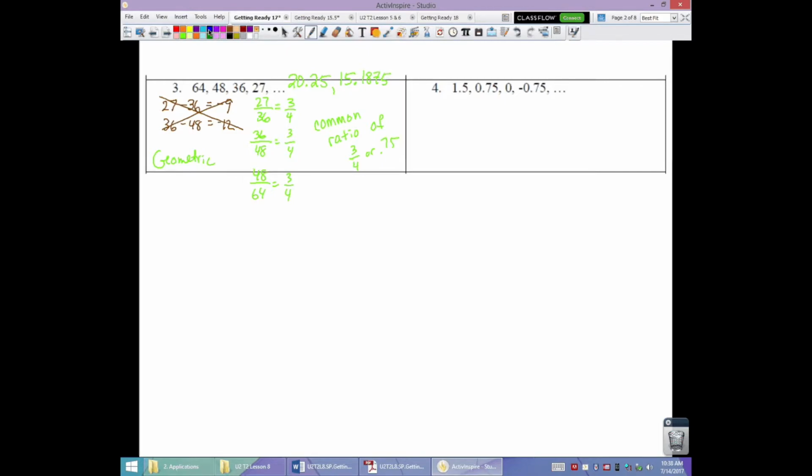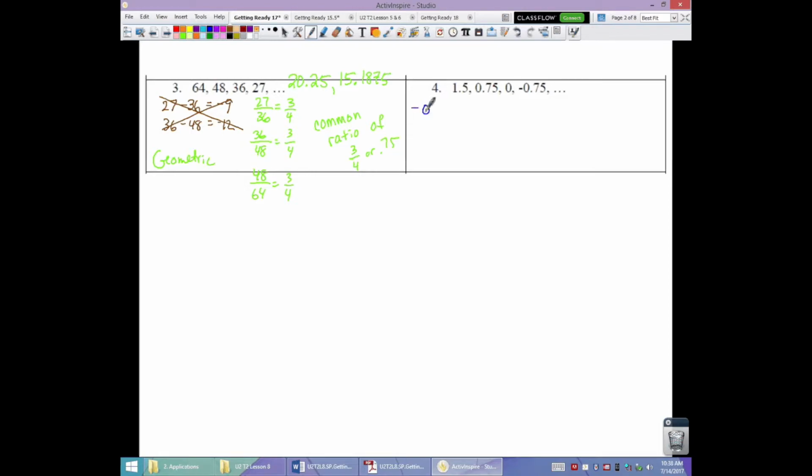Okay, number 4. This one is decreasing, so I can see from 1.5 down to 0.75. That is half of the value. But half of 0.75 is definitely not 0. So it's not going to be geometric. Let's check and see if it's arithmetic.